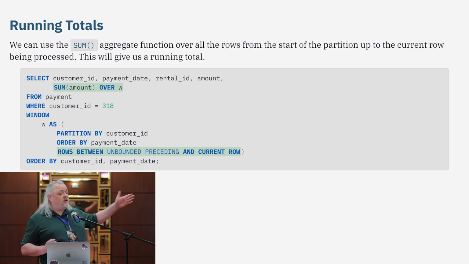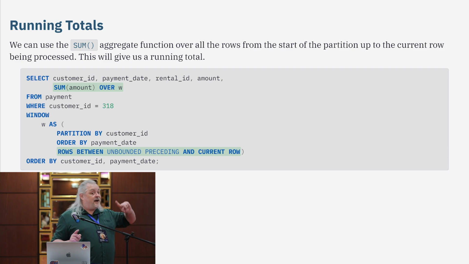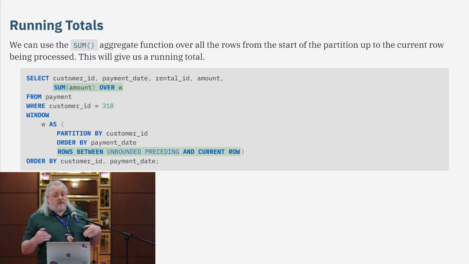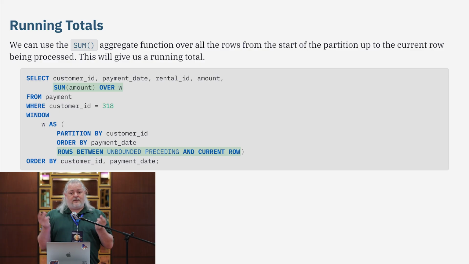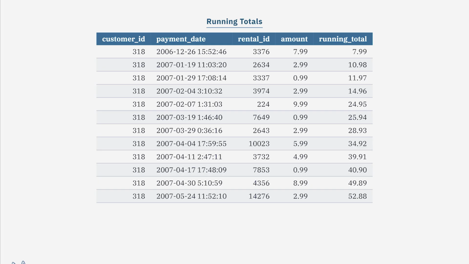And then I want all of the rows from the beginning of the frame. The frame is from the beginning of the partition to the current row. And I want to sum all that. So that'll give me a running total of values, like this, right? So the first one is 799, so the running total is 799. The second one is 299, so the total is 1098, and so on.